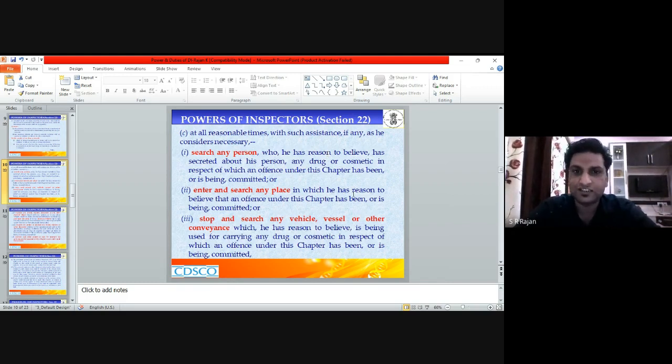The inspector must have a reason to believe that some contravention of this act is being committed or is being done at this place or by this person. Only then can he search any person or any place, and stop and search any vehicle, vessel, or other conveyance which he has reason to believe is being used to carry any drug or cosmetic in respect of which an offense under this act has been or is being committed.